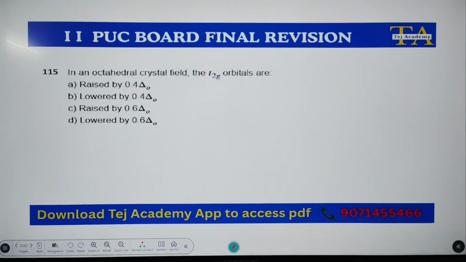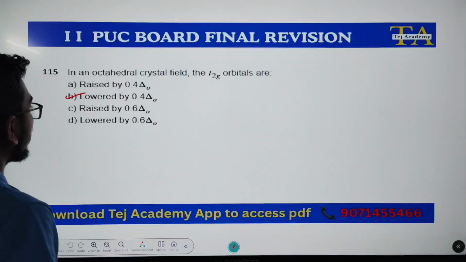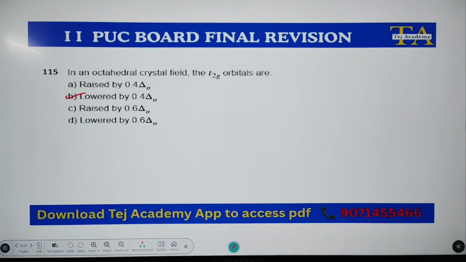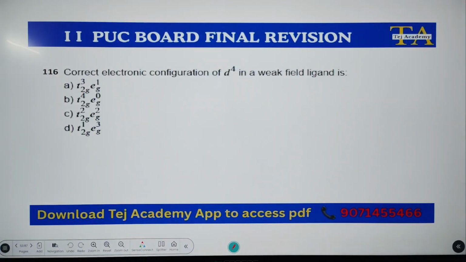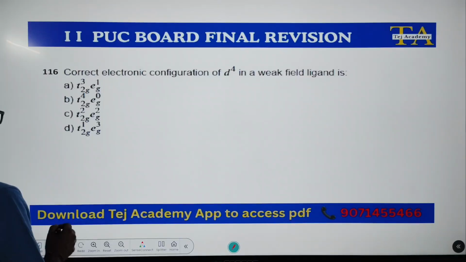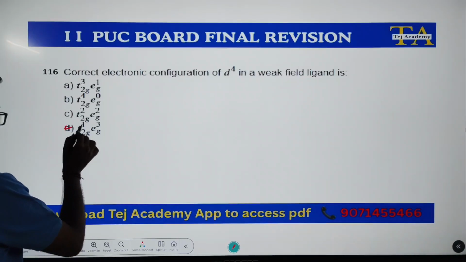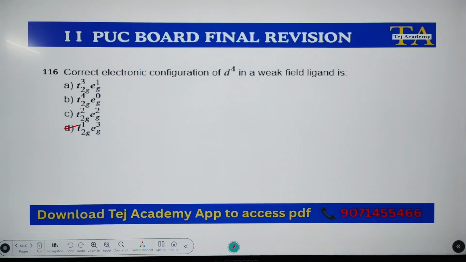So in an octahedral crystal field, the t2g orbitals, if you remember the diagram, are lowered by 0.4 delta naught. The correct electronic configuration of d4 in a weak ligand is, so they are asking weak ligand. So weak ligand means here t2g1 eg3. So option D is the correct answer.